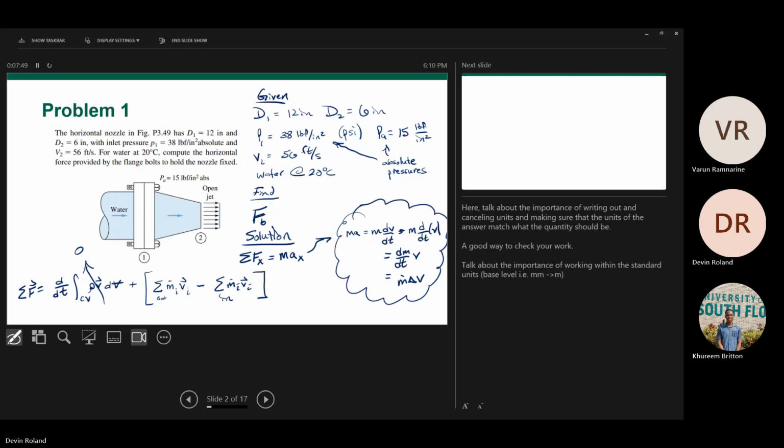Okay. So our fundamental equation that we're going to use is the sum of the forces in the x direction is equal to m dot delta v. Okay.